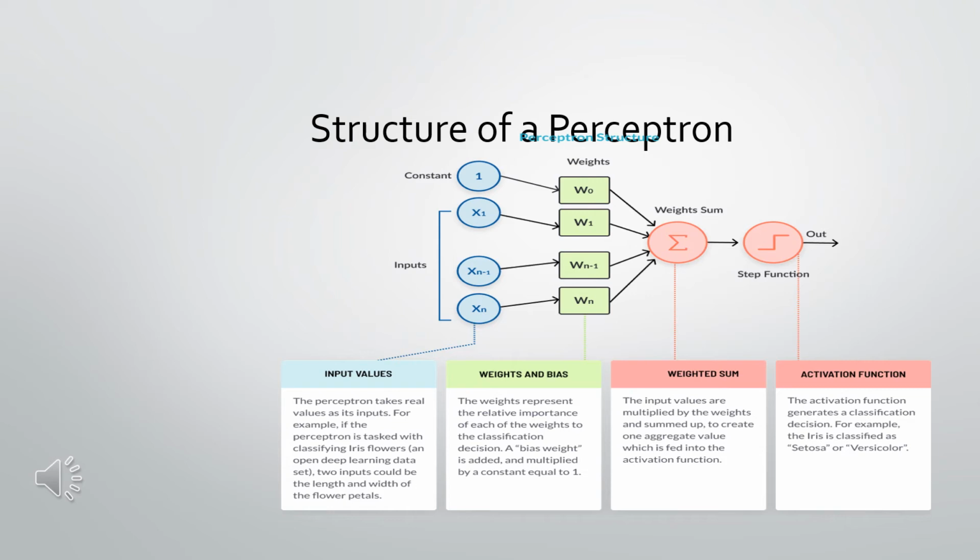Weights and biases. The weights represent the relative importance of each of the inputs to the classification decision. A bias weight is added and multiplied by a constant equal to 1. And a weighted sum, this is the third part. The input values are multiplied by the weights and summed up to create one aggregate value which is fed into the activation function. And the last part, that is the activation function. The activation function generates a classification decision. For example, the iris is classified as setosa or versicolor.